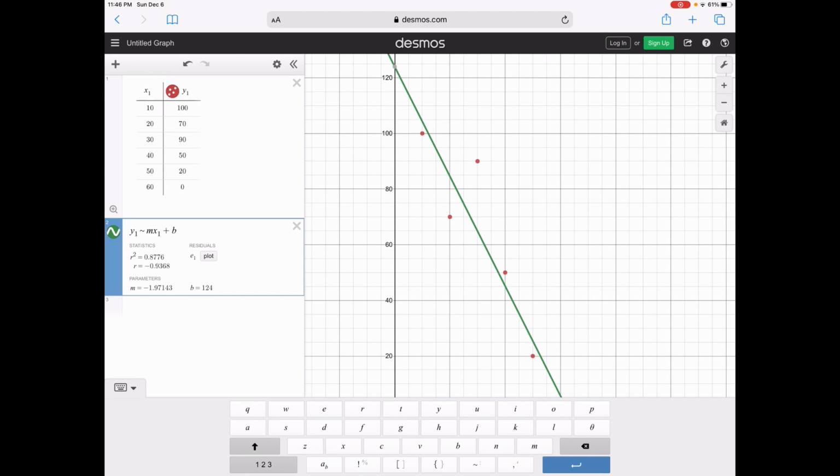What you may notice now is we have a slope of negative 1.97 and a b value of 124. It kind of makes sense that the y-intercept was very, very high on the y-axis. And then this correlation coefficient is negative 0.9368. So let's go back to our other screen and talk about the information.